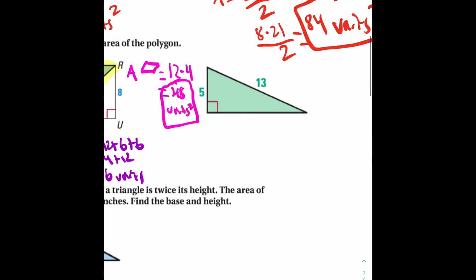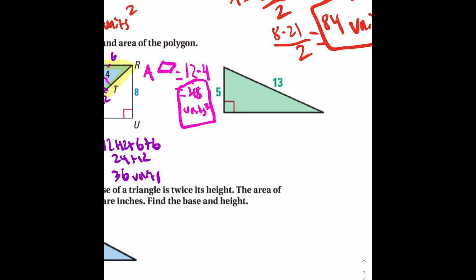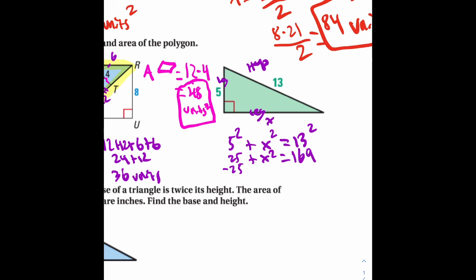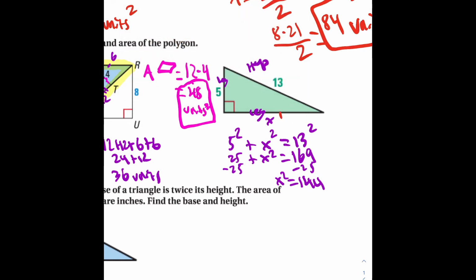All right, if I look over here, find the perimeter and the area. So perimeter, I'm going to have to use the Pythagorean theorem. This is my hypotenuse. This is a leg. This is a leg. So leg squared plus leg squared. I'm going to call this just x. 5 squared plus x squared equals 13 squared. 25 plus x squared equals 169. 169 minus 25. X squared equals 144. And so the square root of 144 is 12.